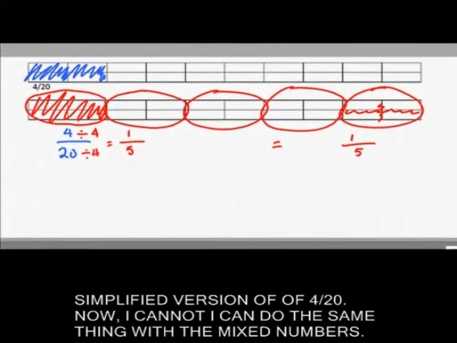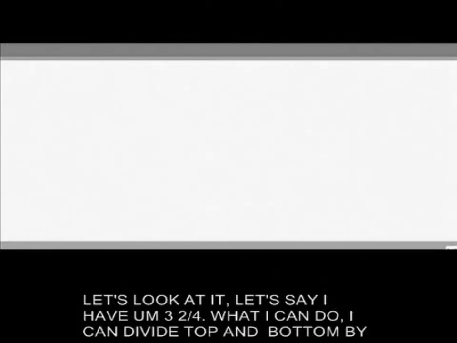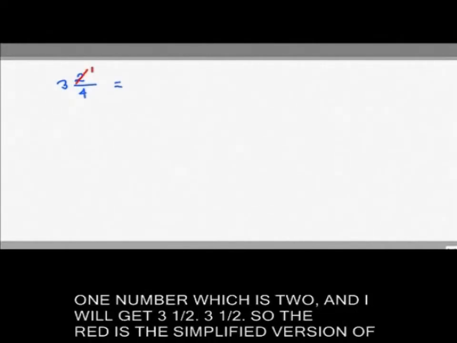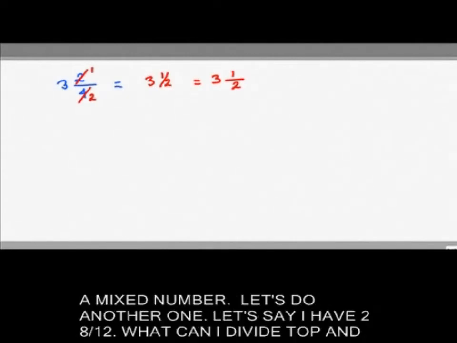Now, I can do the same thing with the mixed numbers. Let's look at it. Let's say I have 3 2/4. What I can do, I can divide top and bottom by one number, which is 2, and I will get 3 and 1/2. So the red is the simplified version of a mixed number.